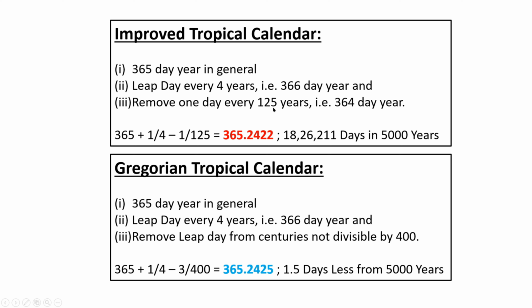So here I forgot to mention one point. If a year is divisible by both 4 and 125, so every 4 years we have to add, every 125 years we have to remove. So if it's divisible by 4 and 125, the addition and deletion both are applied, and we will have a normal 365-day year. So for example, 500 AD will be divisible by both 4 and 125, and it will have 365 days, because one leap day will be added because it's divisible by 4, and one day will be removed because it's divisible by 125. So overall effect, it will have a 365-day year.